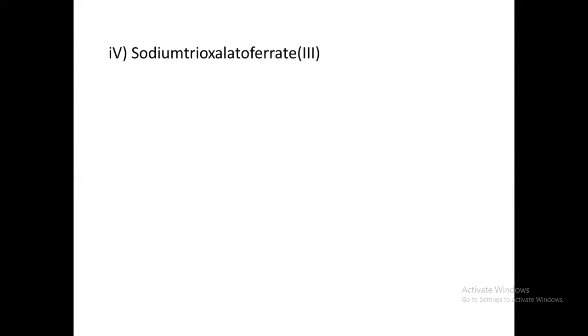Now, next one. Sodium trioxalatoferrate(III). Again, you can see a metal with ATE, so it's a negative complex, which means the coordination part is the second part. Okay, so the square bracket is coming second. So what is the positive part? Sodium. So just write Na for the time being. Okay, now what is the central metal atom? Fe.